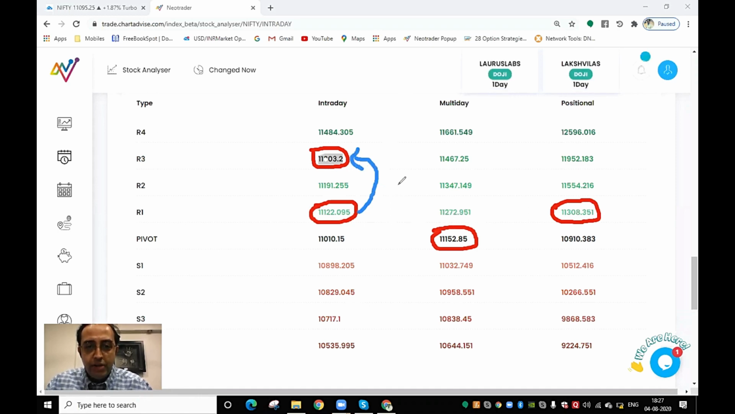And on the downside, what are we looking at? On the downside, we are evaluating a scenario where there is a confluence of S2 and S3 on the multi-day. So this is an important zone on the downside, and the threshold point to watch out for is around 11,125 to 11,150. Once that is exceeded, Nifty does have potential to move towards 11,300 once again.